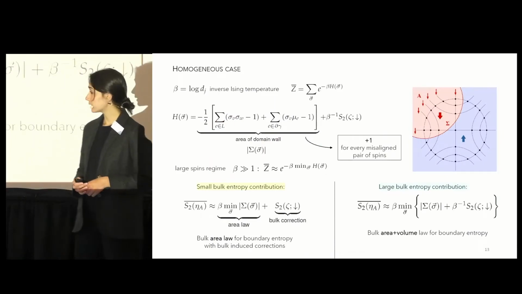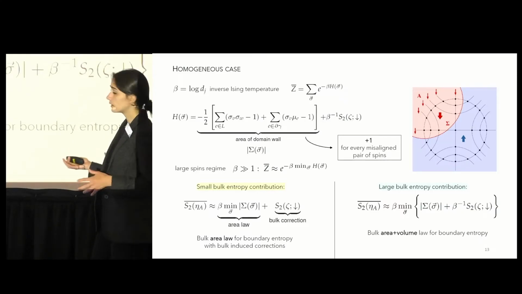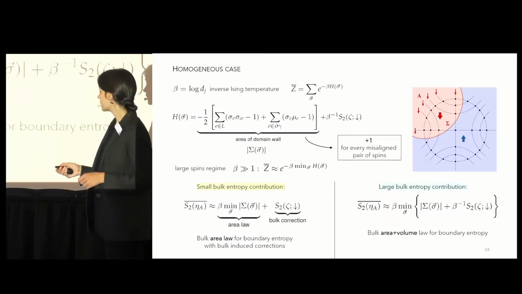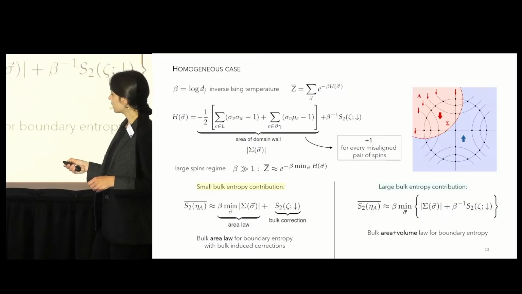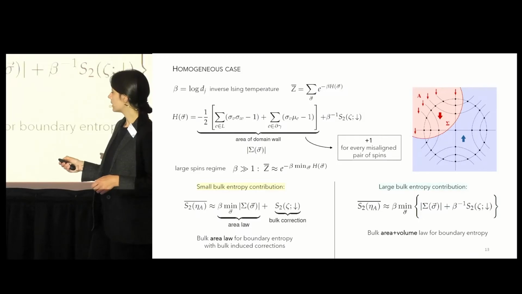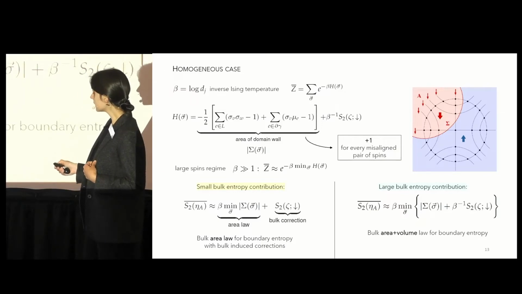So let me start with the homogeneous case, which is particularly simple. In the homogeneous case, all links carry the same spin, so the couplings are the same for the Ising model. And the Ising Hamiltonian takes this simple form. In particular, we can identify this parameter, the logarithm of the dimension of the link, which plays the role of inverse Ising temperature. So this is the partition function through which we can compute the entropy. And this is the Hamiltonian.